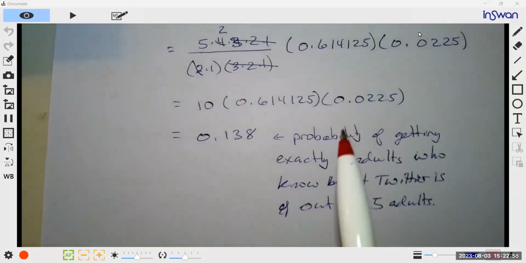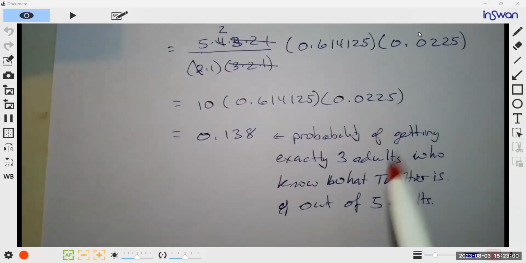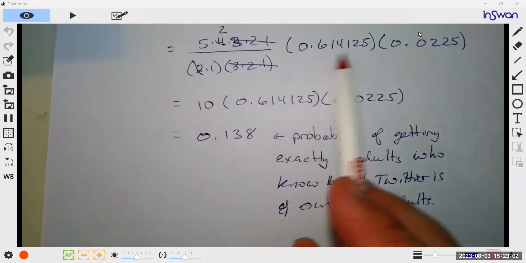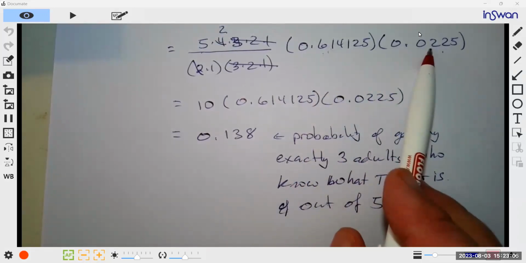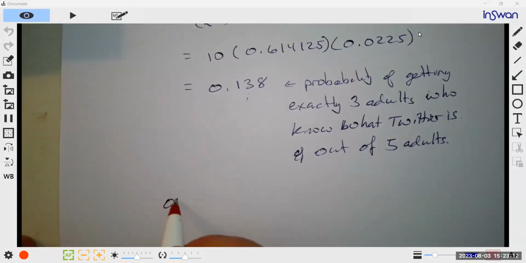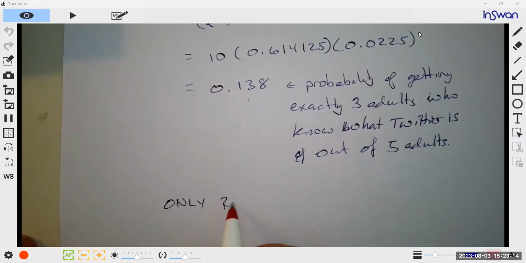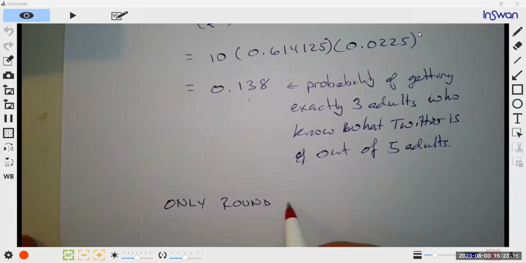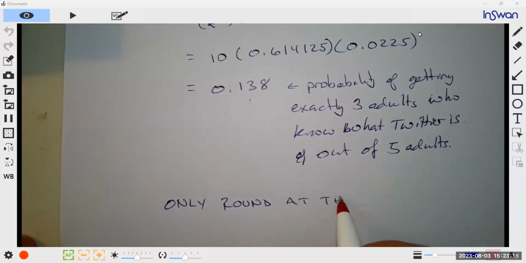All right. So, rule, very important. Don't round up. Whatever your calculator has, put these in as they are. Only round at the very end.